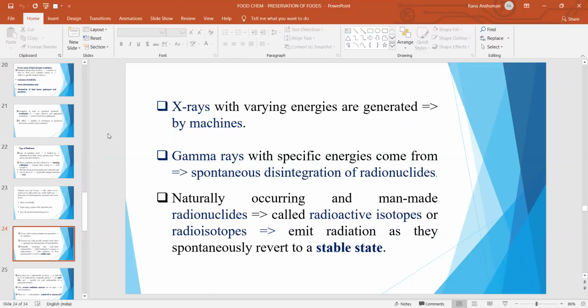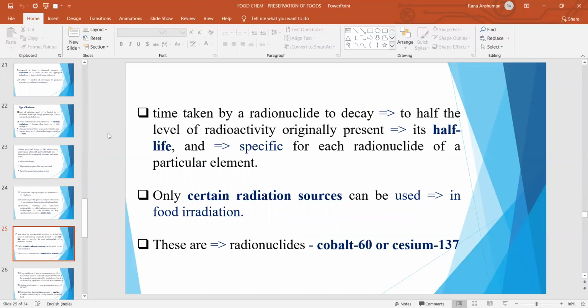Radionuclides, called radioactive isotopes or radioisotopes, emit radiation as they spontaneously revert to a stable state. The time taken by a radionuclide to decay to half the level of radioactivity originally present in it is known as its half-life, and it is specific for each radionuclide of a particular element.